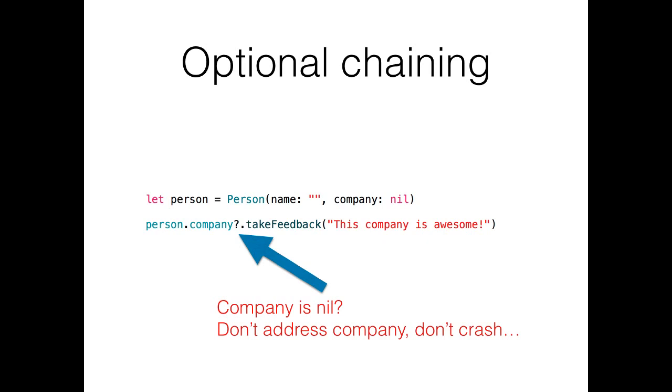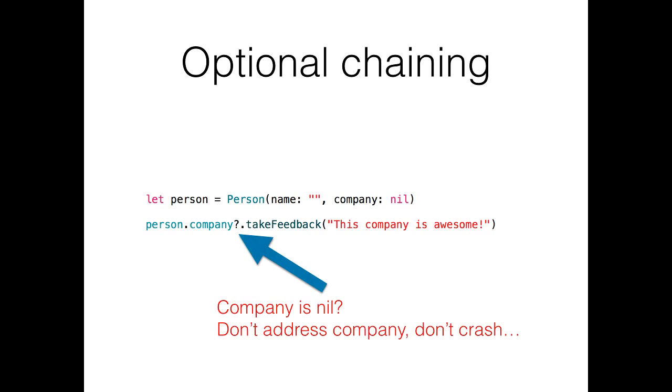Another option, without checking if properties are nil, is optional chaining. Let's imagine that you need to address a property that you are really unsure if it's nil or not, and you just want it to do something if it exists. Again, you just put the question mark there, saying that person definitely exists, because I created it here. And if company doesn't exist, don't run this. So it will not crash, and I don't have to check if company is nil.